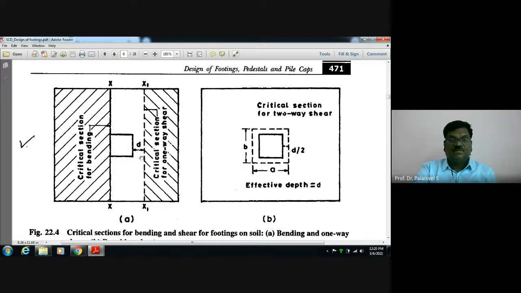Okay, this shaded area is the critical section for one-way shear. The critical section for one-way shear is at a distance d from the face of the column, only this area up to the edge of the footing. Here, from the face of the column up to the edge of the footing, this area is the critical section for bending. This area is the critical section for one-way shear. That is called wide beam shear. It is just the area, see, it looks like a wide beam, that's why wide beam shear. Okay, this is one thing.